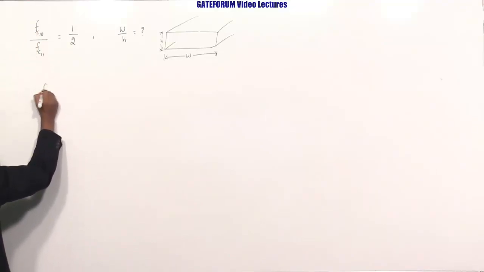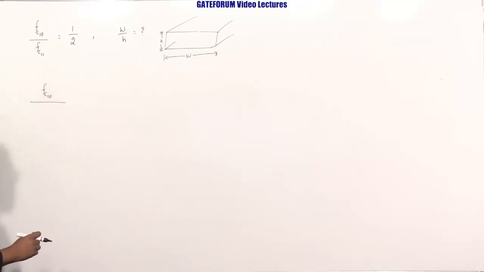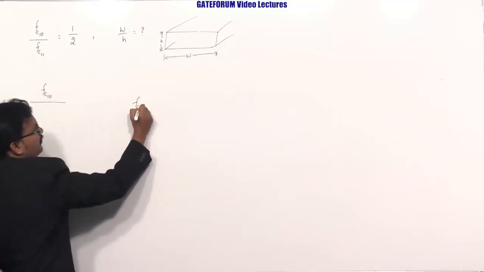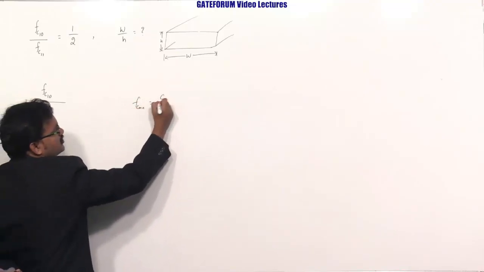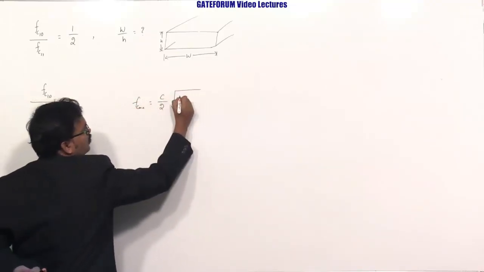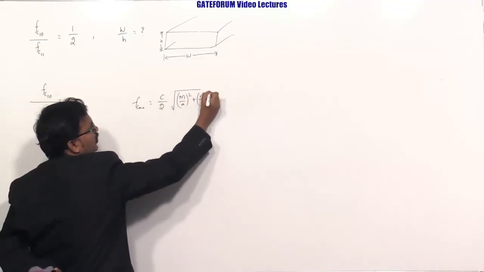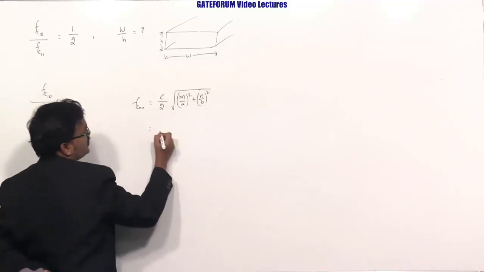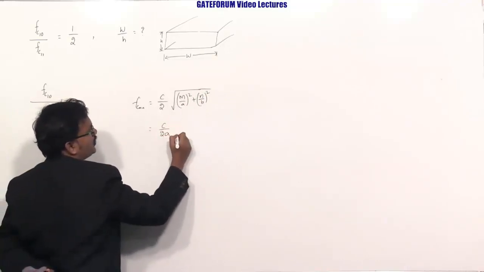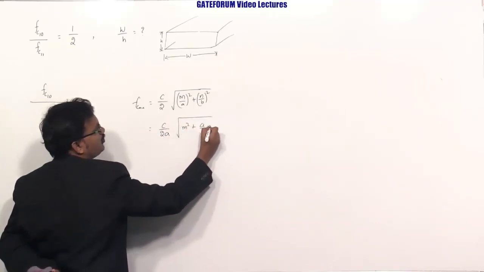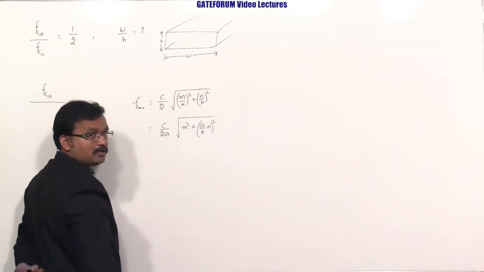So for FC10 I am writing simply FC10. Now I can represent this FC11 in terms of FC10. How can I represent it? We know that the cutoff frequency FCMN is equal to C by 2 into square root of (M by A) whole square plus (N by B) whole square. So this expression I can write as C by 2A into square root of M square plus (A by B into N) whole square.